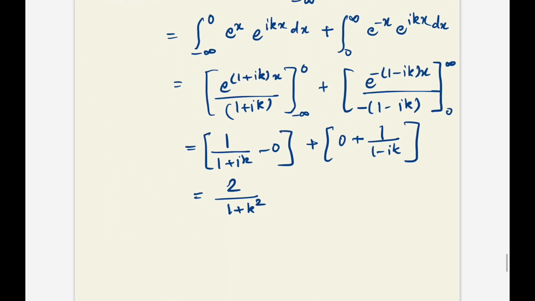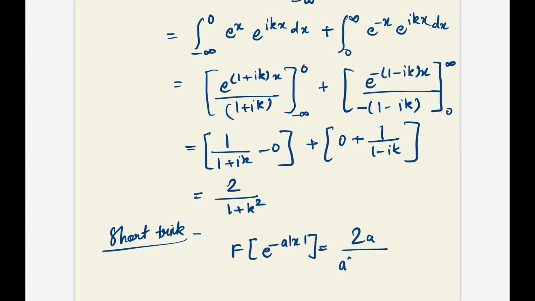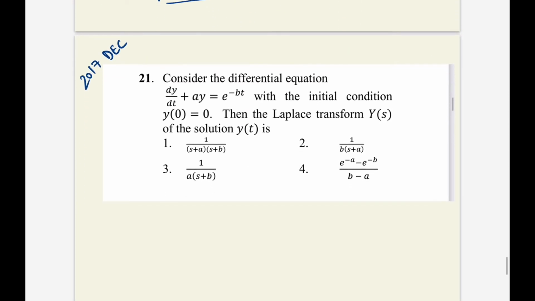Now for the short trick, or just a formula. This is not a short trick actually, it is just a formula. Fourier transform of e to the power minus a modulus of x is equal to 2a over a square plus k square, and for our question a is equal to 1, so we just have to put that in and we will get this particular answer. Okay, now another question is from 2017 December.